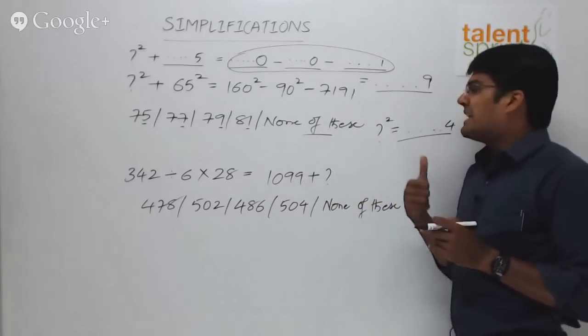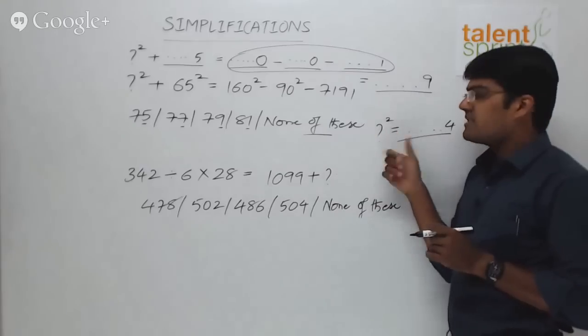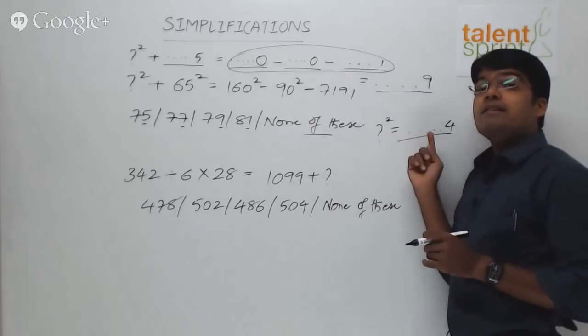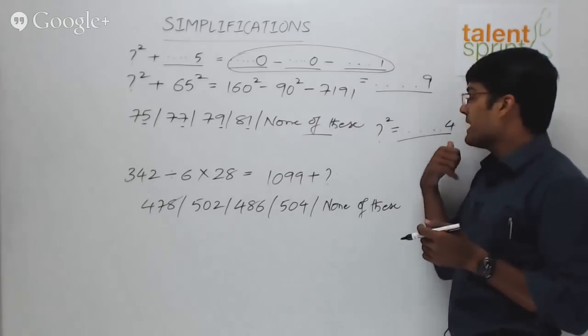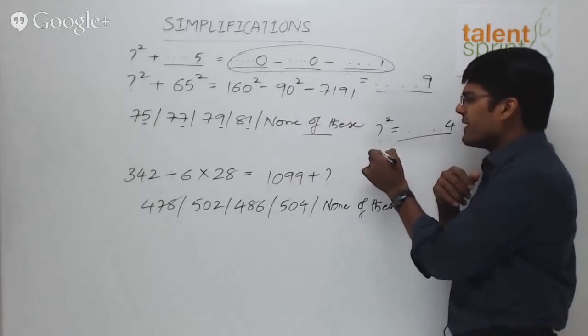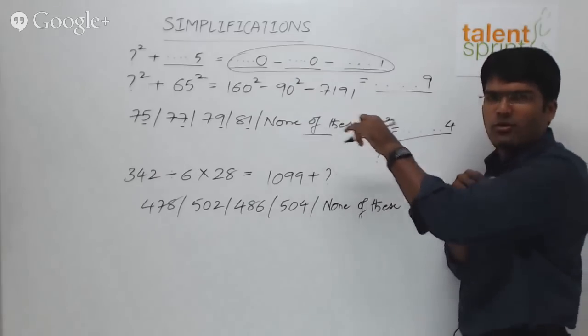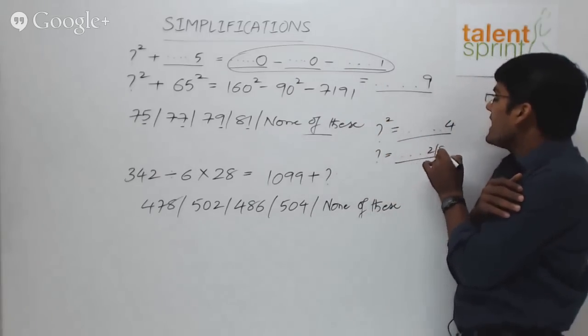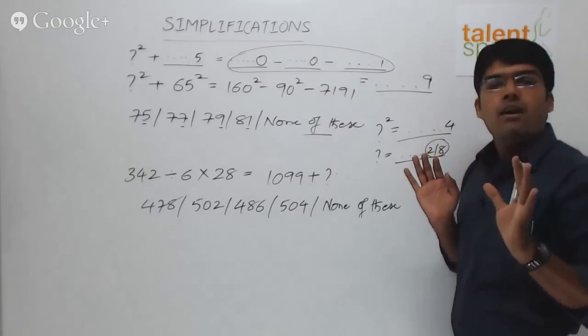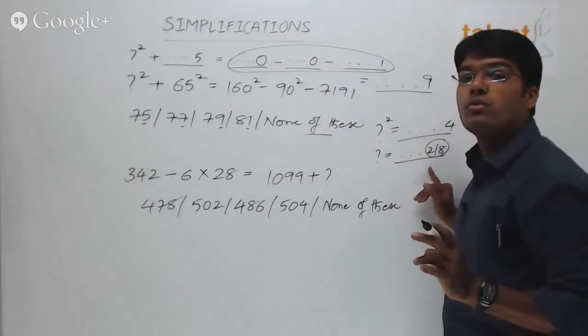Now tell me, when a square ends in 4, this is a square. When a square ends in 4, its square root will end in what? Either 2 or 8. Yes or no? We are required to find out what comes in place of question mark. So we have to apply square root, right? So square root will either end in 2 or it ends in 8. That's it. What I know is question mark should either end in 2 or in 8.